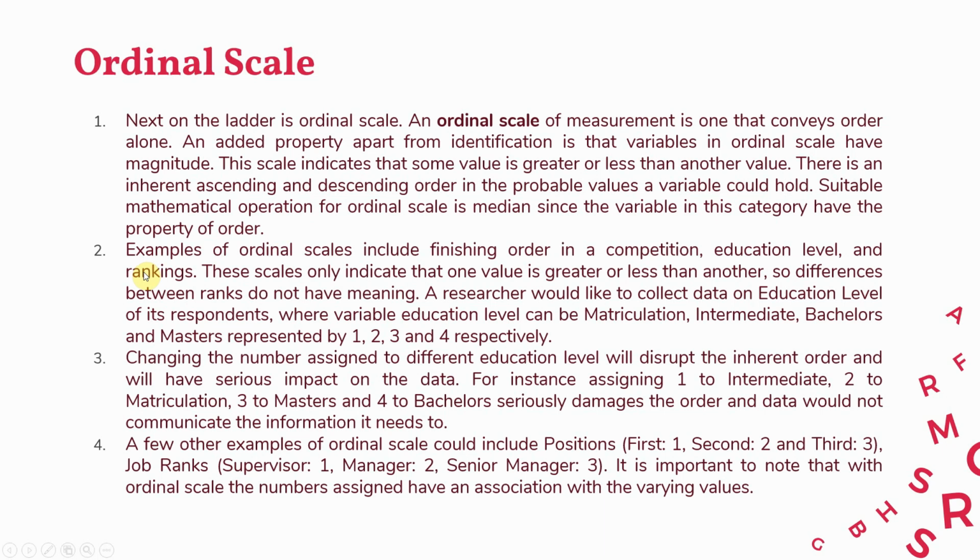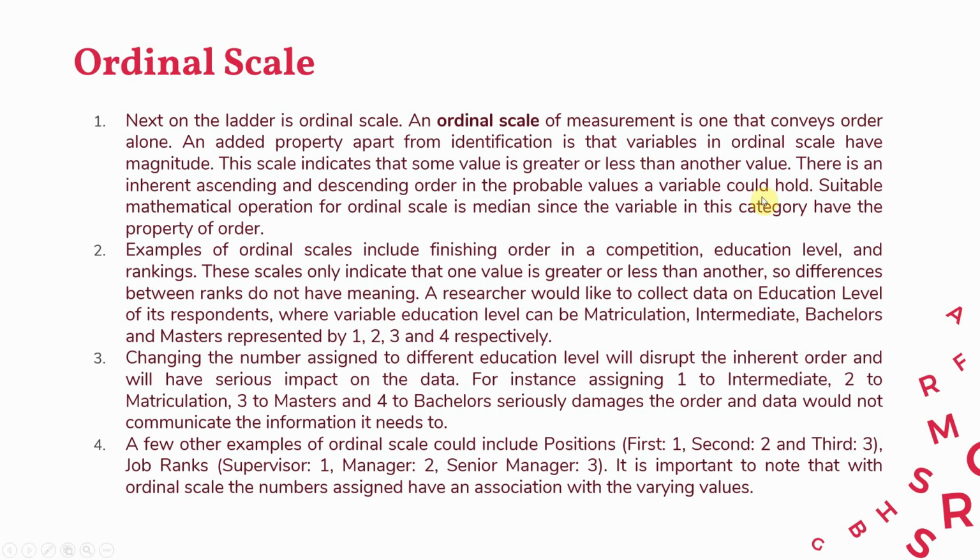And your job rank: junior, middle, senior. Now, there is this variable, for instance, job rank, and it holds three values: junior, middle, senior. In these values, there is an inherent order. It could be ascending and it could be descending. These scales only indicate that one value is greater or less than the other, so differences between ranks do not have a meaning. The added property is the magnitude, the weight of the values, that helps us identify which value is greater or less than the other.